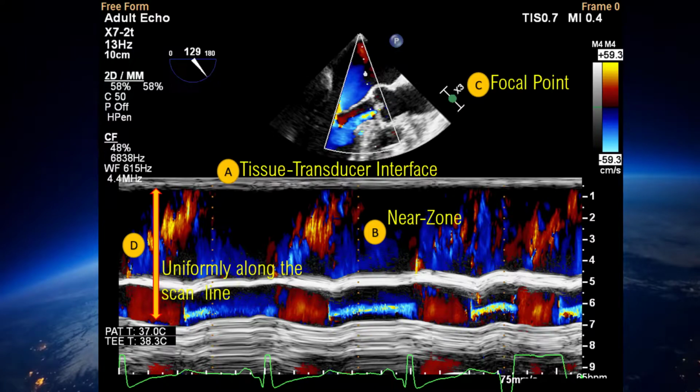This question relates to ultrasound exposure during M-mode echocardiography. The entire image has been divided into 4 zones: A as the tissue transducer interface, B as the near zone, C as the focal point, and D is uniformly along the scan line. Now let's go to the question.